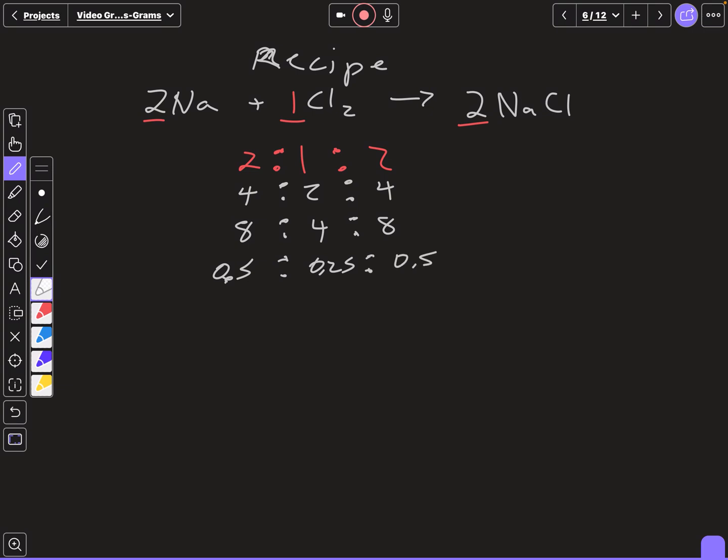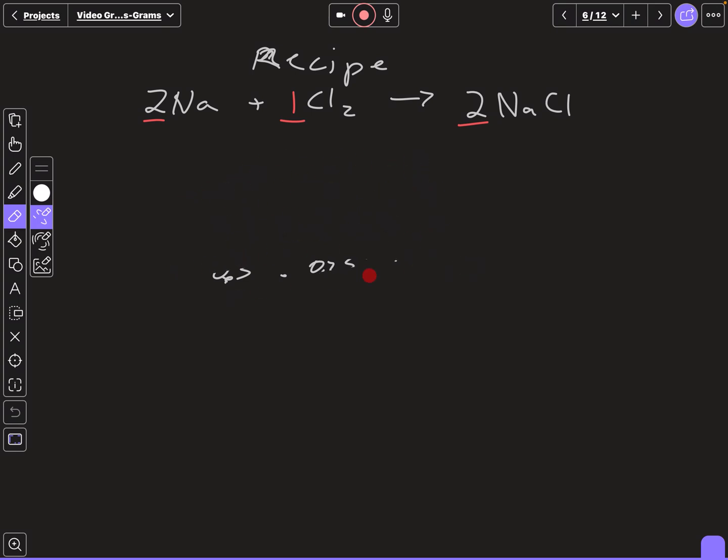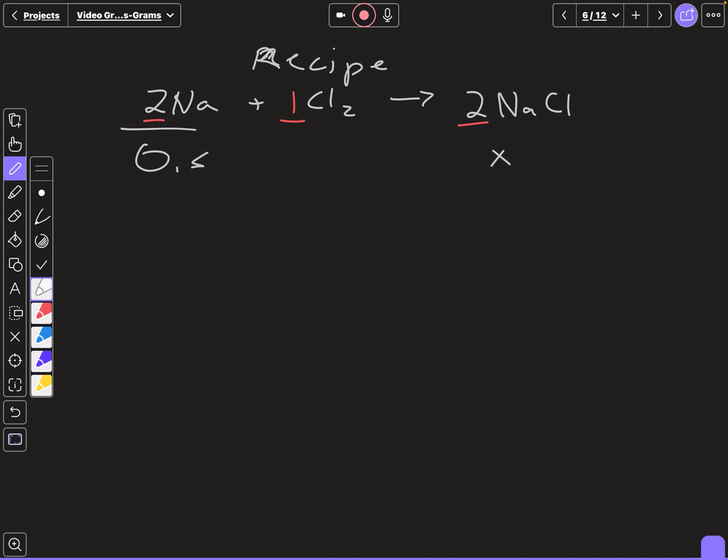So I can use my balanced equation to figure out things. And we've already talked about how to go from moles of one substance to moles of another using these numbers by setting up a proportion. If I have 0.5 moles of Na, and I want to know how many moles of NaCl can be produced, I just set up a proportion. 2 over 0.5 equals 2 over x, cross multiply, solve for x, and I get my moles of NaCl. So that's a one-step problem.